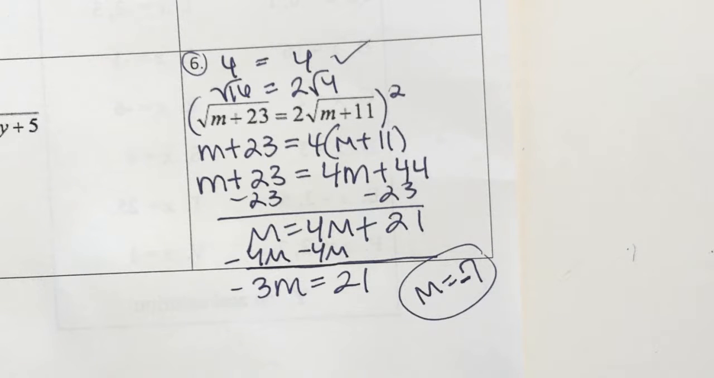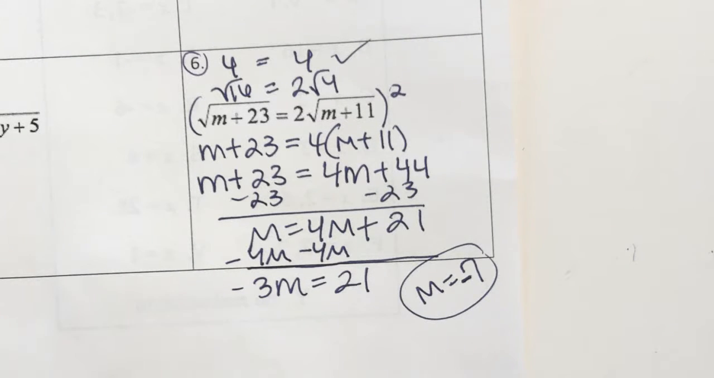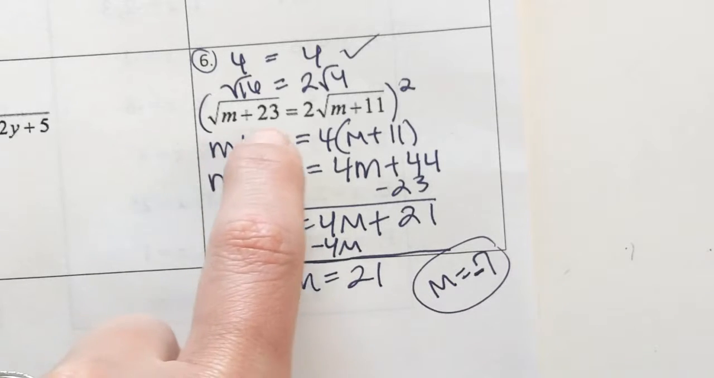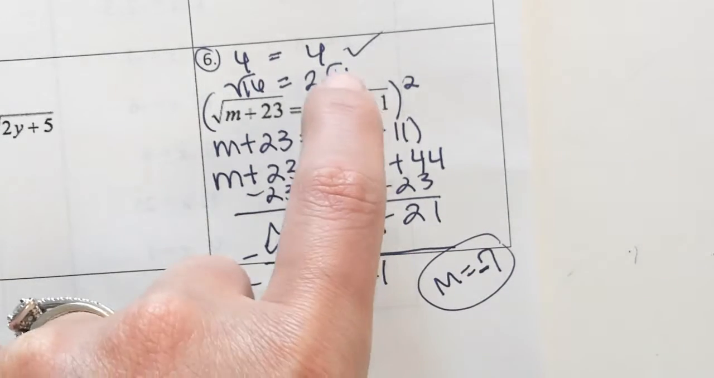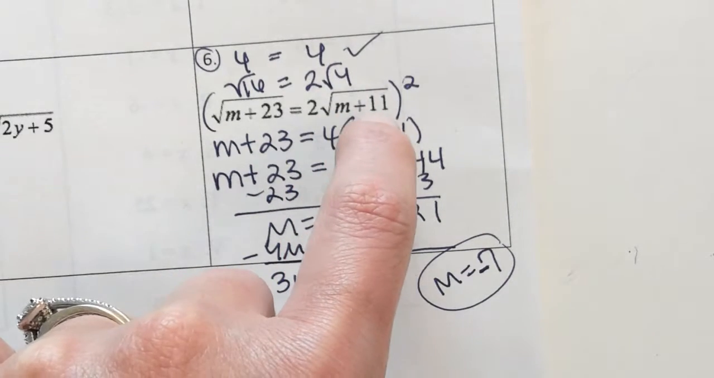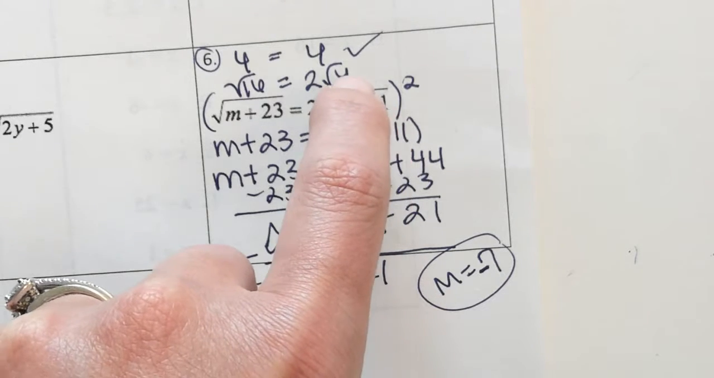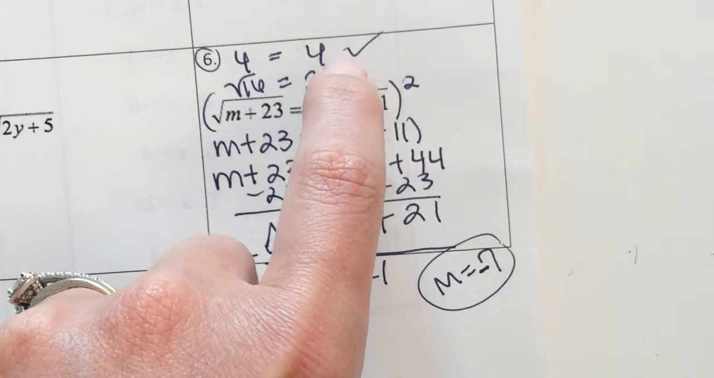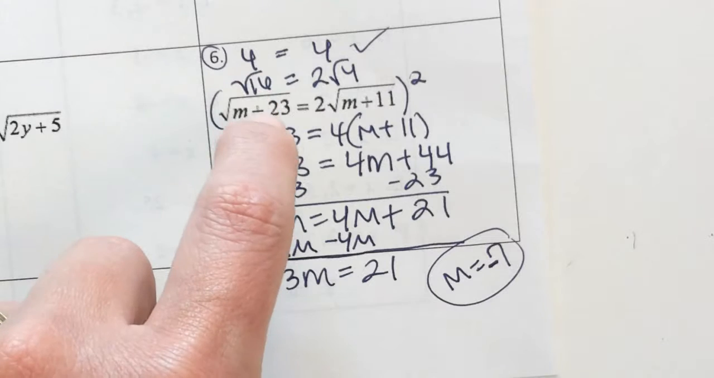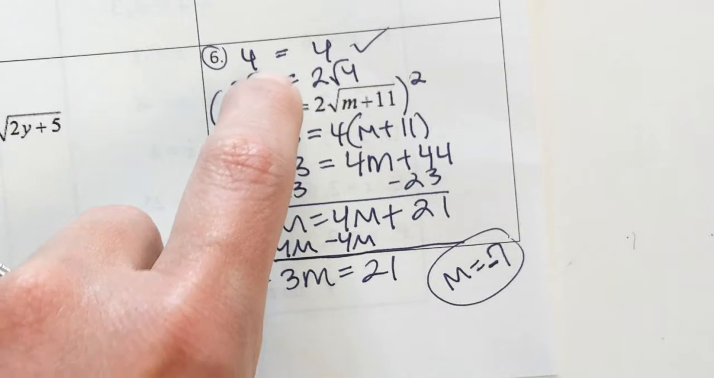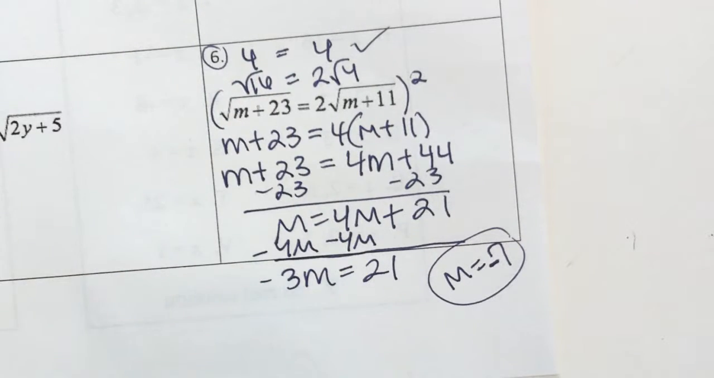Everybody good with these? Don't lie to me. So like you check it, yes, go ahead. You check it, just the numbers that you got, you put it in the square root. Yeah, like you just plug in negative 7 for m right here. So I got negative 7 plus 11, that's 4. Square root of 4 is 2 times 2 is 4. And then on this side, negative 7 plus 23 is 16. Square root of 16 is 4. So they're equal.